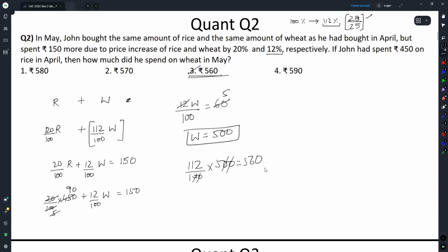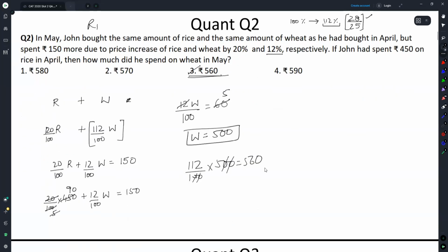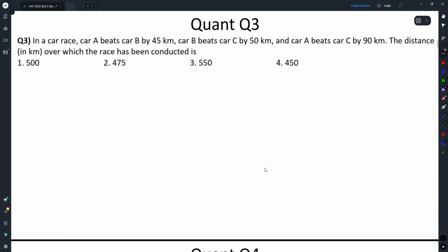Otherwise, if you understand maths, you can do it mentally also. This is a fairly simple question. This is a round 1 question. It doesn't require this. I would definitely have done it later. This one I would have done straight away.